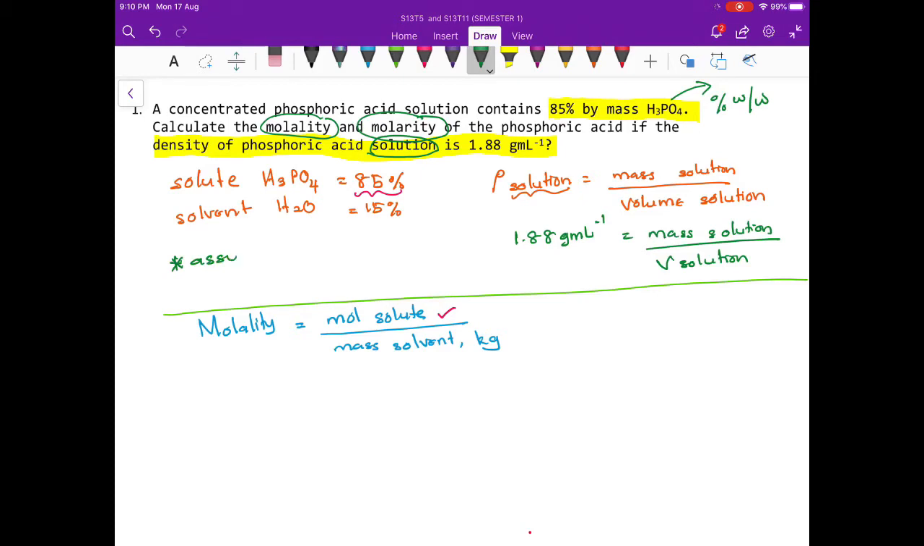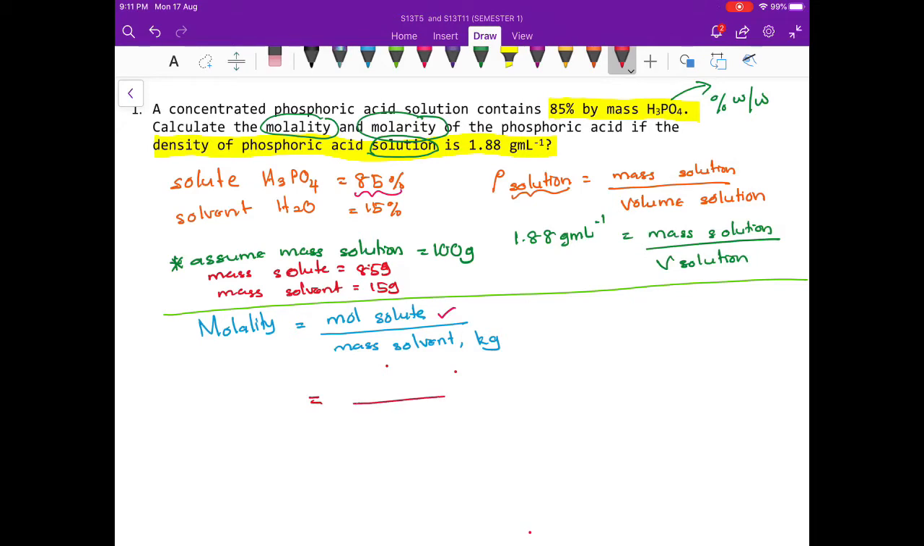We assume mass solution is equal to 100 gram. Once you assume the mass of the solution, automatically you will have mass solute, which is 85 gram, and mass solvent, which is 15 gram. Right, so for this formula, since this is in gram and we need kilogram, 15 over 1000.